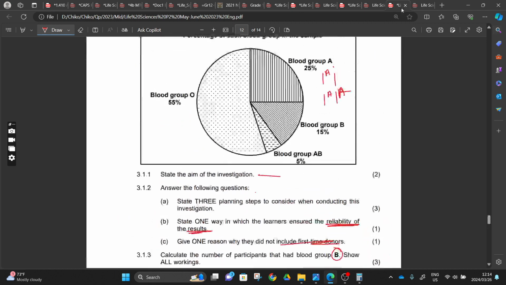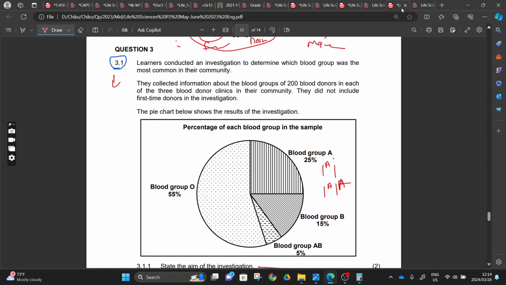Then let's do this fast. State the aim of the investigation. The learners conducted an investigation to determine, and here will be the aim. Why are you doing that? You are doing this to determine which blood group was the most common in their community. That was the aim.